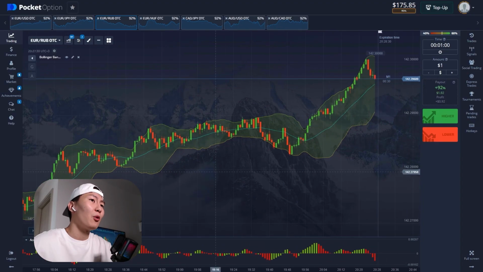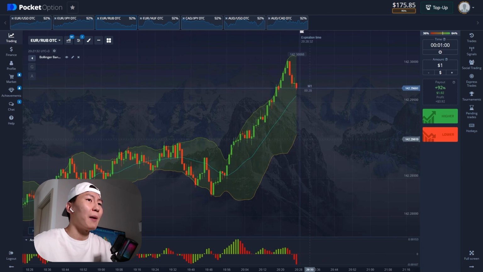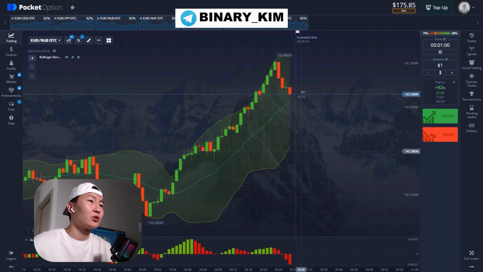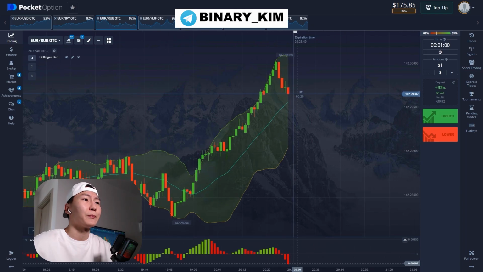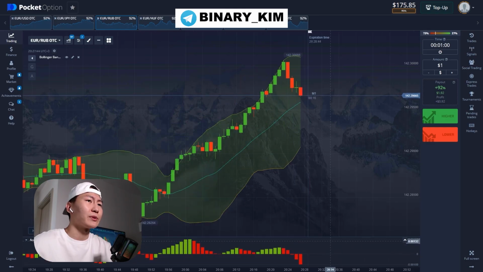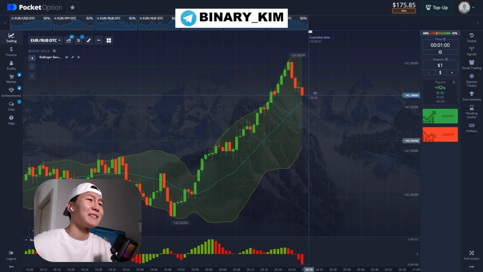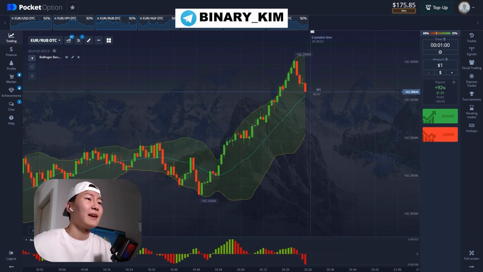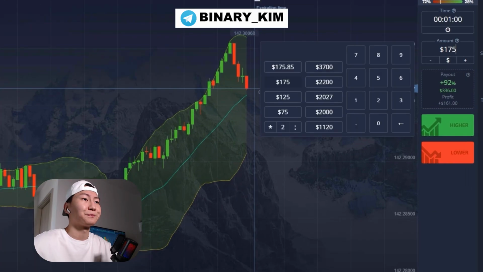So our main signal will be the touch of the upper or lower boundary of the Bollinger bands, and also we are gonna watch the color of the histogram on the accelerator. And another signal is when the accelerator crosses the level 0. I'll show you how it works in practice. But before we get started, let's update the trade amount and let's begin the trading session.